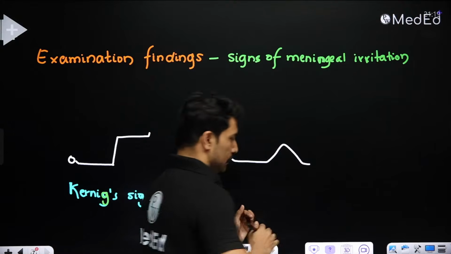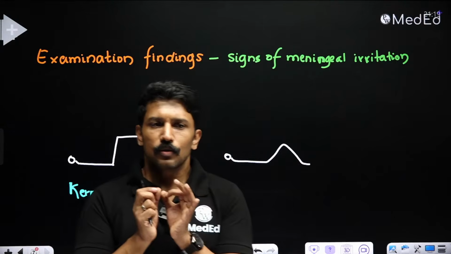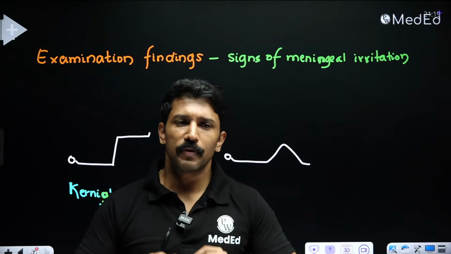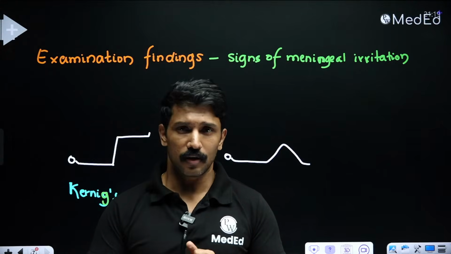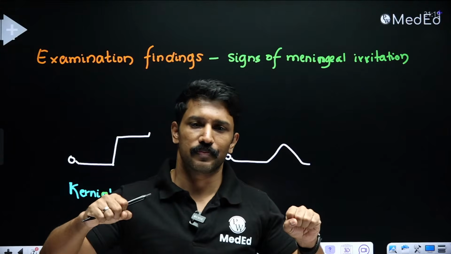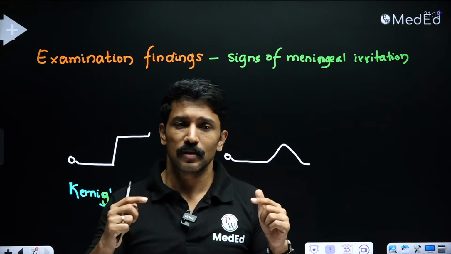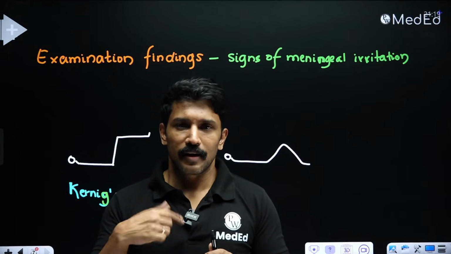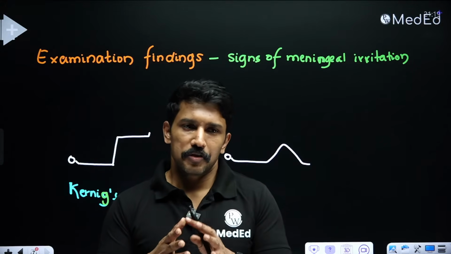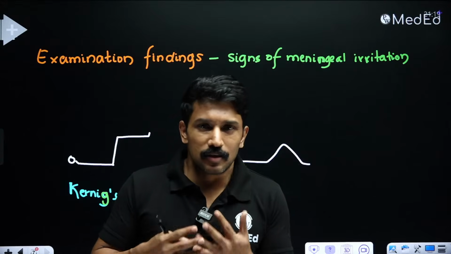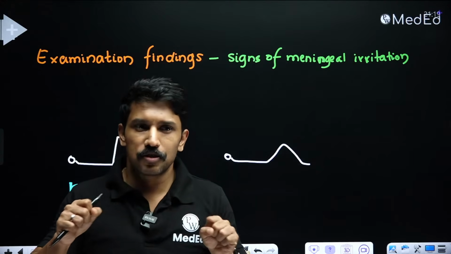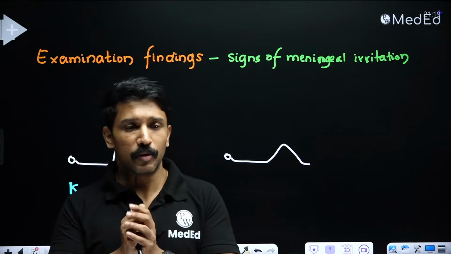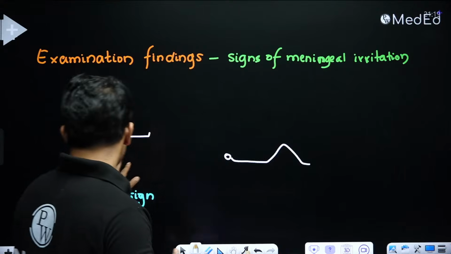Brudzinski sign. Okay. So in both these signs, basically what we are trying to do is, the meninges are already irritated. We want to stretch the meninges. And when we stretch the meninges, the irritated meninges trigger pain, and the patient does some physical change in himself to avoid further stretch of the meninges so that the pain can be minimized. So the first one is Kernig sign.